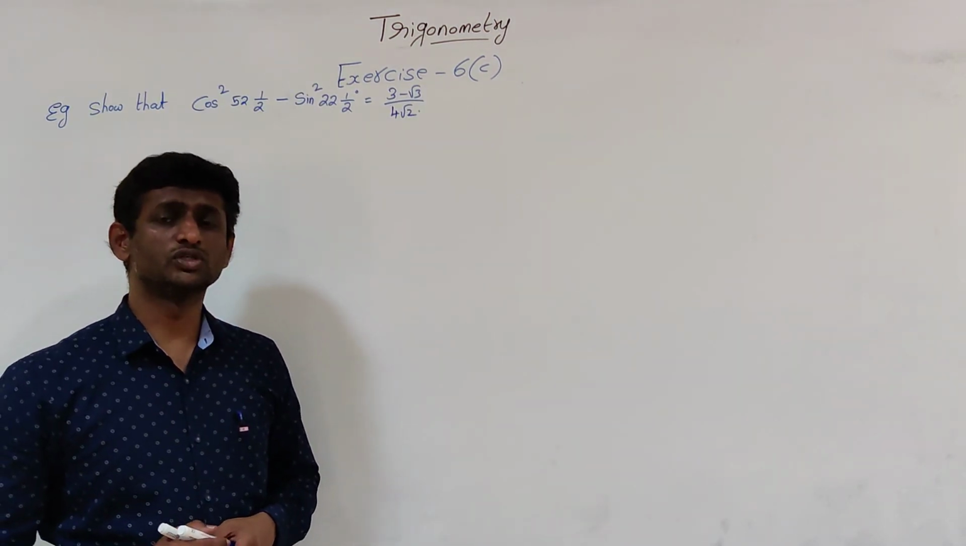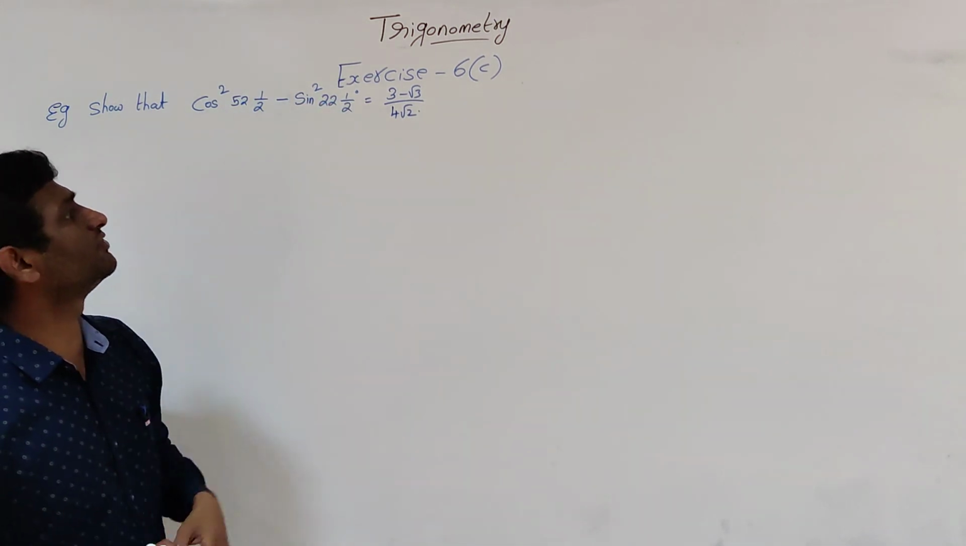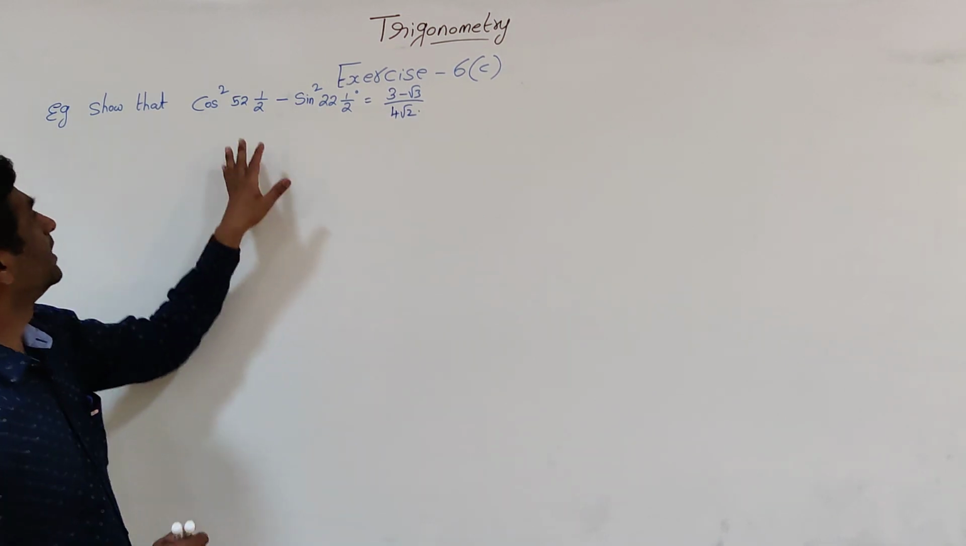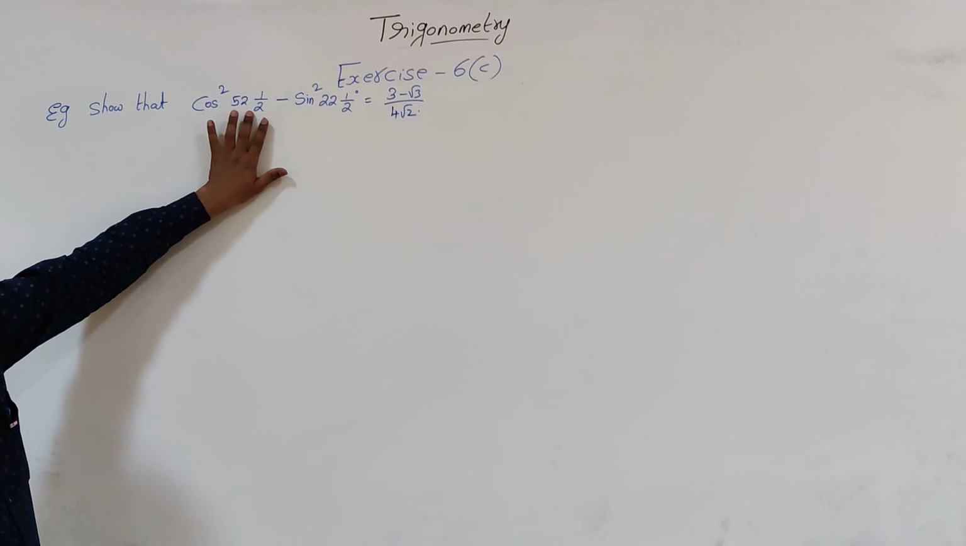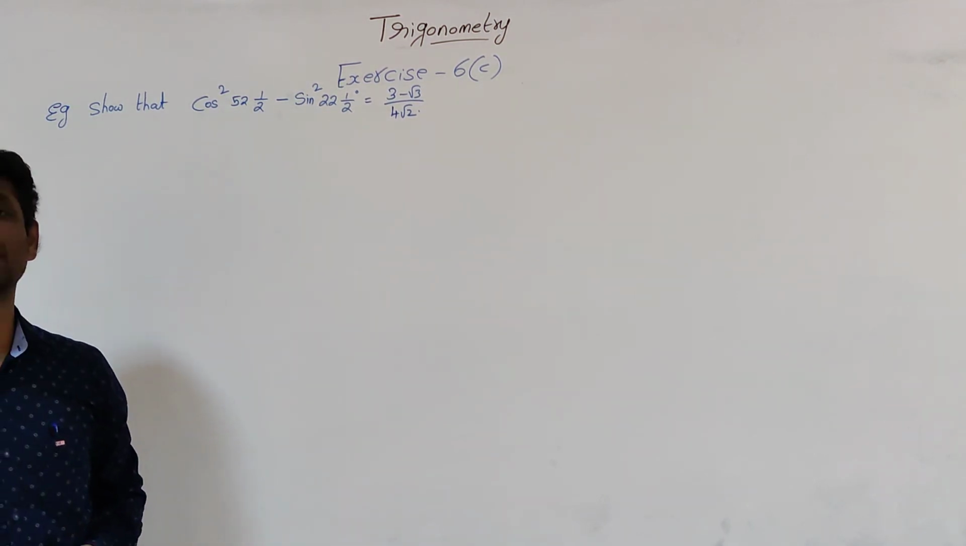So the problem is, show that cos square 52.5 degrees minus sin square 22.5 degrees is 3 minus root 3 by 4 root 2. If you observe that, if you think that A is 52.5 and B is 22.5, it is in the form of cos square A minus sin square B.